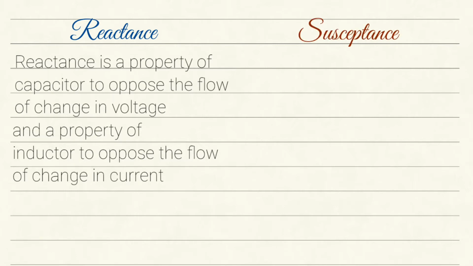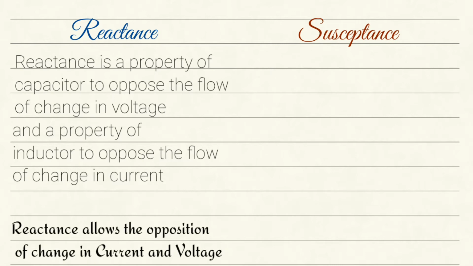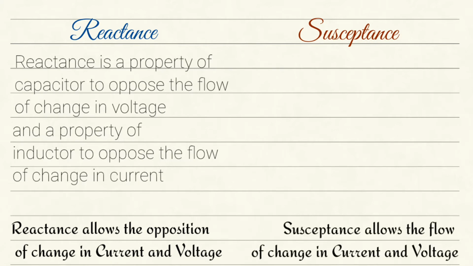It means that reactance is the opposition to change in current and change in voltage, while susceptance allows the flow of change in voltage and change in current.